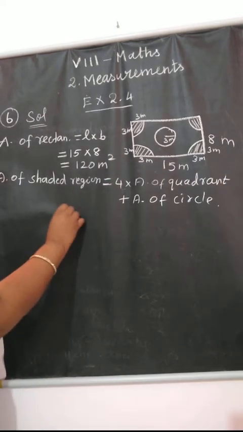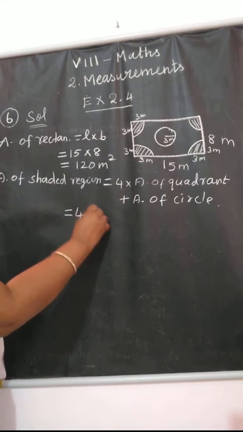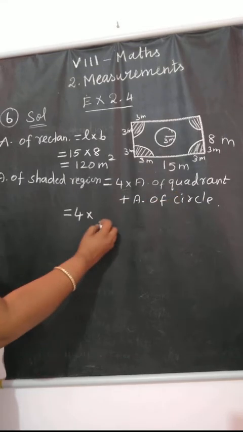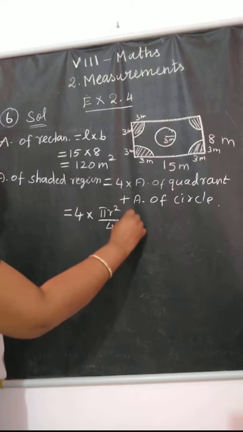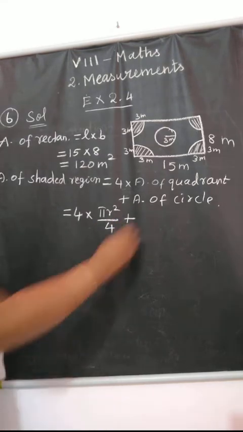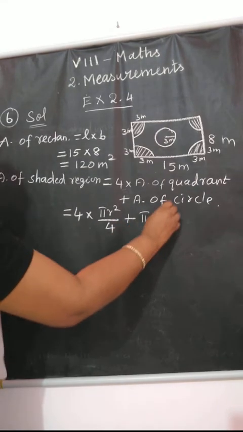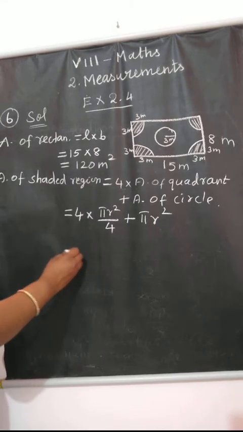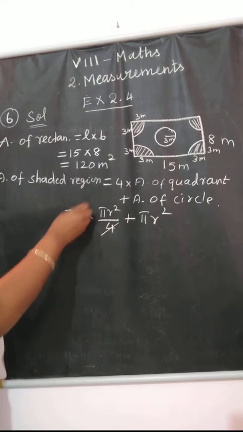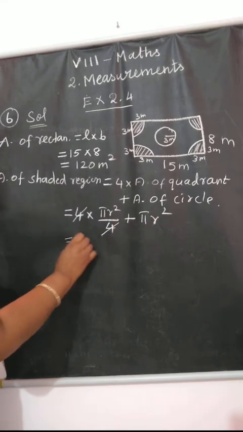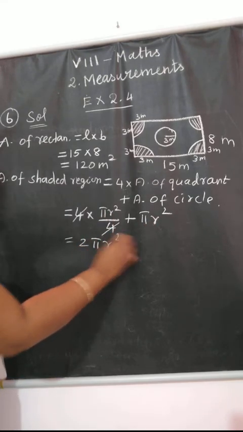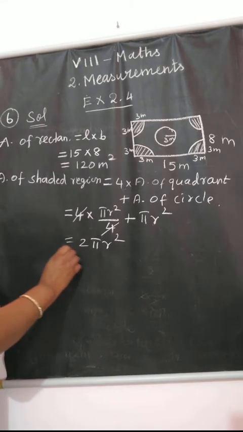Okay, now listen. 4 into area of quadrant, we know the formula is pi r squared by 4, plus area of circle, formula pi r squared. Now substitute the values. The 4s get cancelled, remaining pi r squared plus pi r squared, we get 2 pi r squared. Okay, now substitute the values.